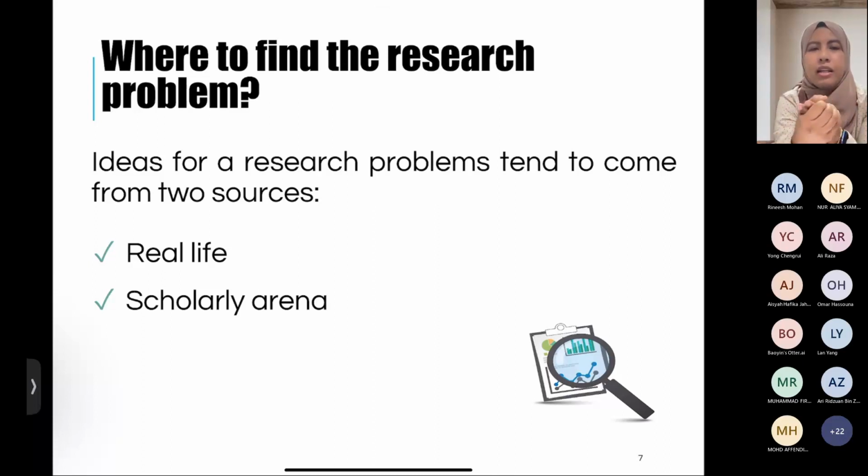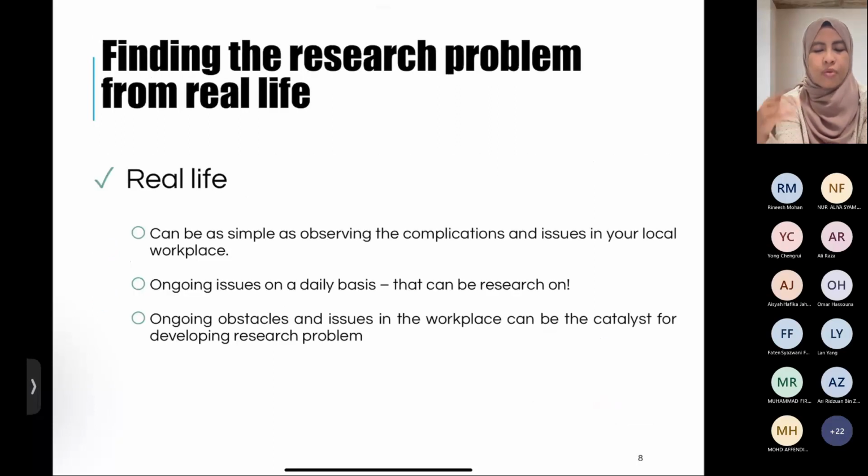Okay. And the second part is the scholarly arena, meaning that you read a few articles, you read the SDG website or WHO website that is reporting on the current problem right now. So that could be considered as a scholarly arena, and you can identify your research problem from this bunch of literature review articles. Okay, all right. I go for the first part.